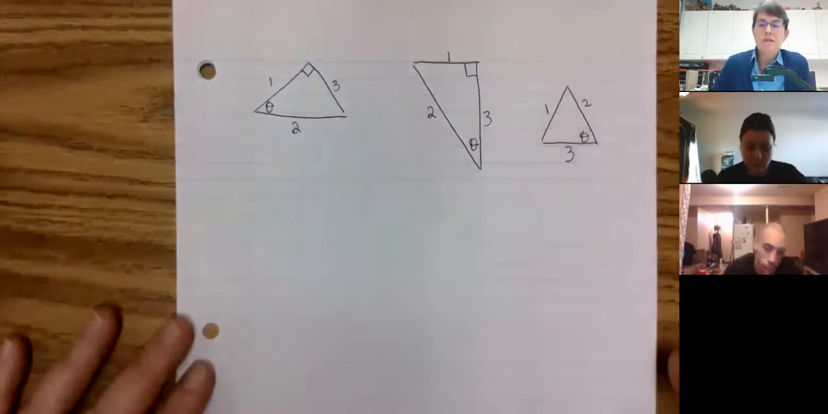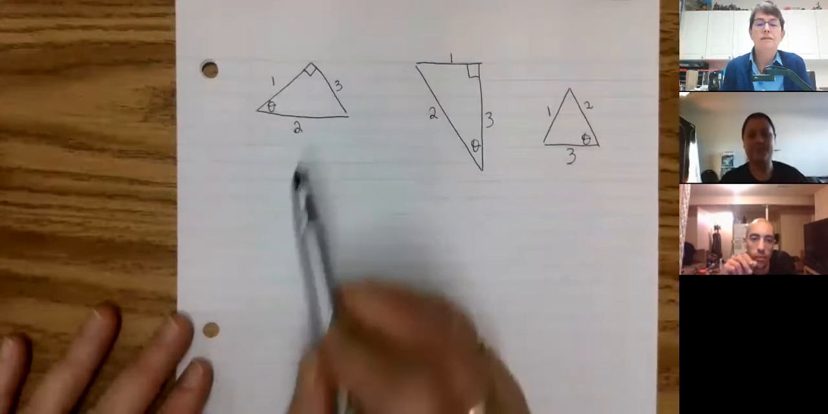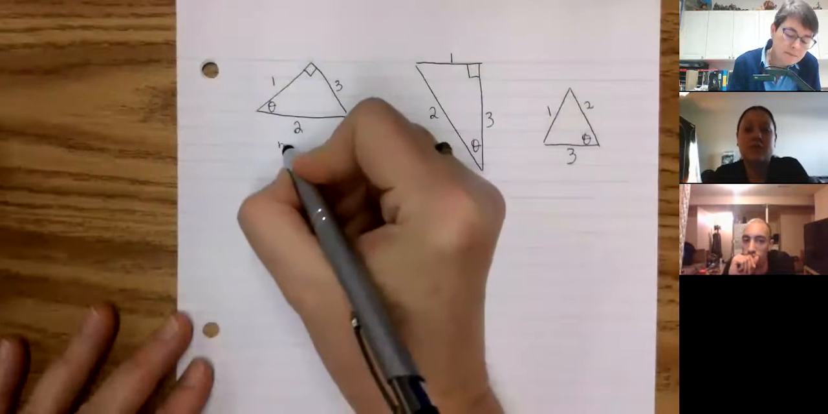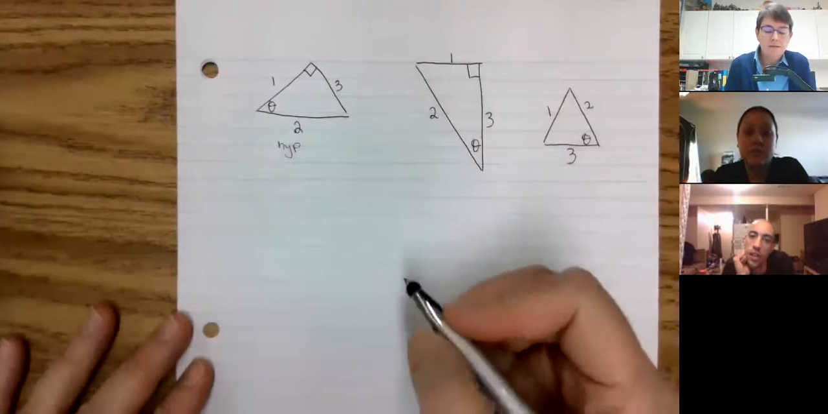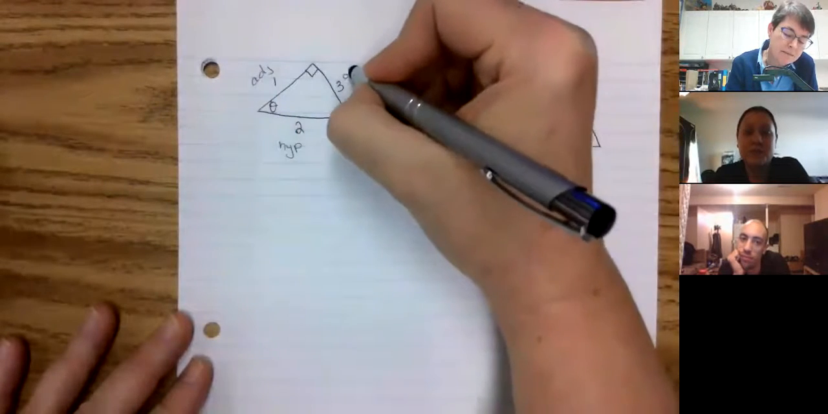All right, Tristan, you're up. Where is the first triangle? Which one, side 1, 2, or 3, is the hypotenuse? 2. Nice. 1's adjacent, 3's opposite. Okay, my work here is done.